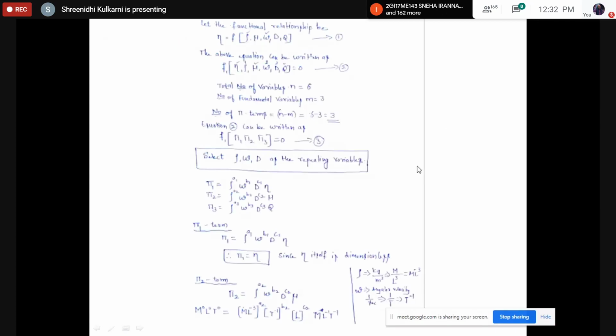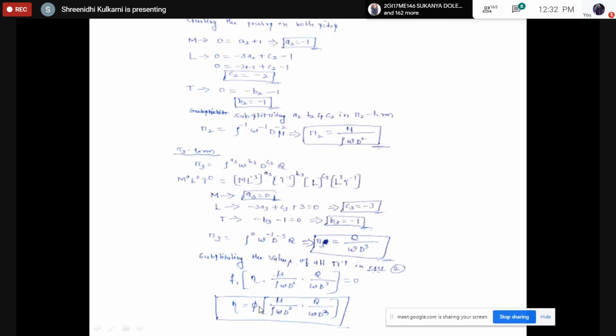So here we wrote efficiency is equal to phi. Phi is nothing but a function, so don't get confused, sir. If you write f, it is also correct. Phi is a function of these two variables. Here efficiency, pi 1, pi 2 and pi 3 terms, but in the problem statement they gave that efficiency depends on all this. So we can write the efficiency as a function of this term and this term. Clear?